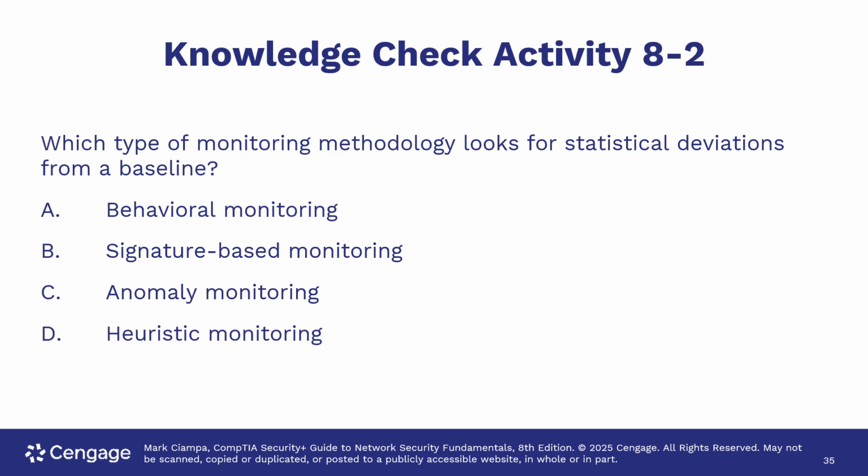So let's look at our next check activity here. Which type of monitoring methodology looks for statistical deviations from a baseline? Statistical deviations from a baseline. Is it A, B, C, or D?